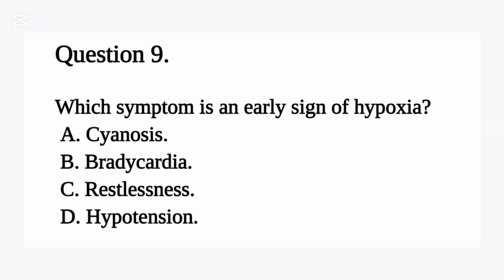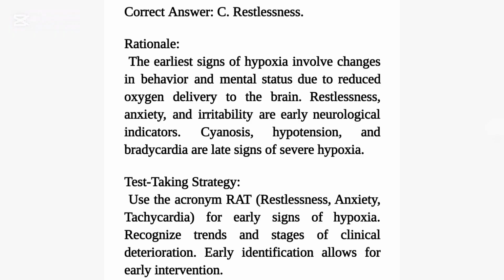A. Cyanosis. B. Bradycardia. C. Restlessness. D. Hypotension. Correct answer: C. Restlessness. Rationale: the earliest signs of hypoxia involve changes in behavior and mental status due to reduced oxygen delivery to the brain. Restlessness, anxiety, and irritability are early neurological indicators. Cyanosis, hypotension, and bradycardia are late signs of severe hypoxia.